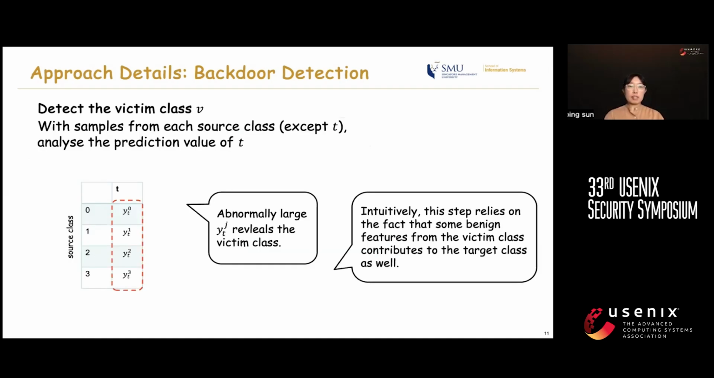And next, how do we detect the victim class V? In this step, for the samples from each source class, we analyze the prediction value of YT. We calculate YT for samples from all the source classes. Here, abnormally large YT will reveal the victim class because some benign features from the victim class will also contribute to the target class wrongly.